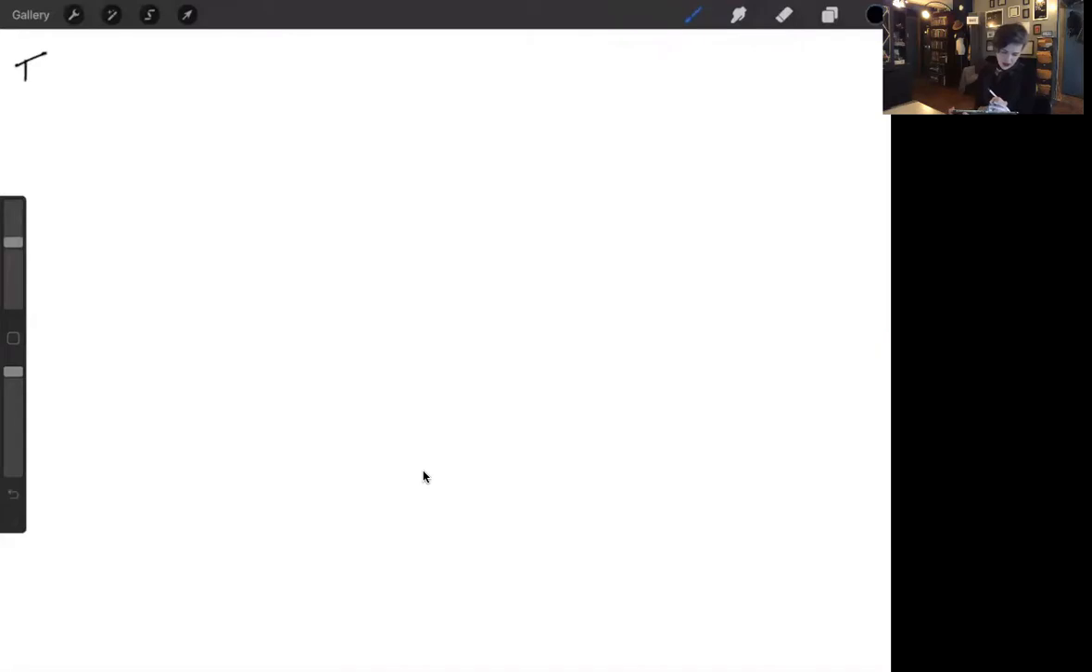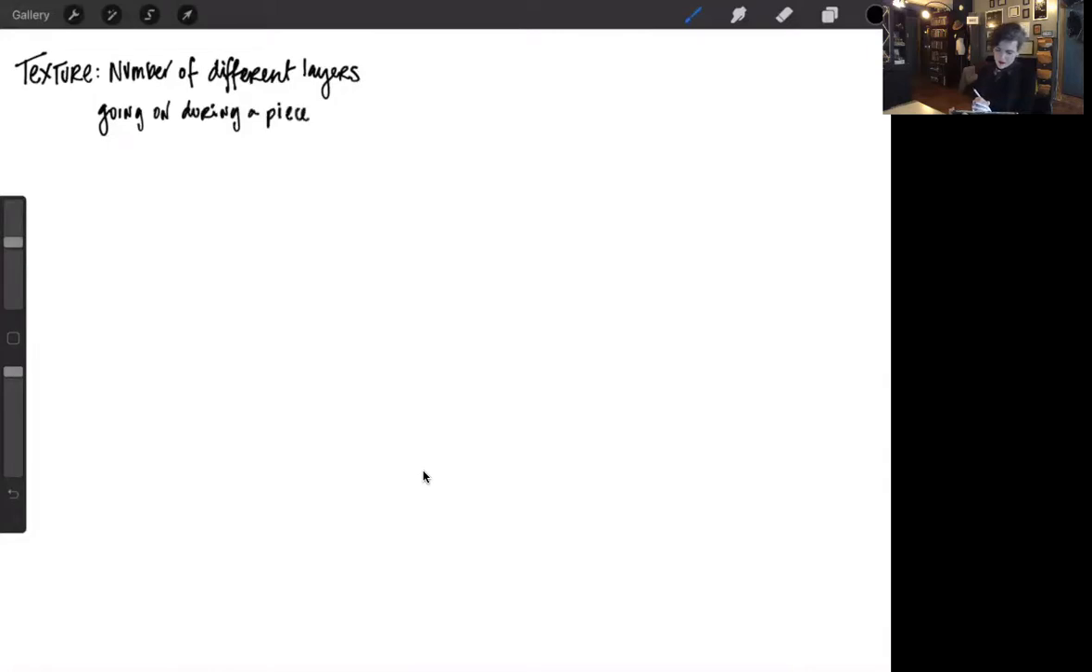So texture. Texture refers to the number of different layers going on during a piece of music. Like I said, this relates to the idea of density. So we can have a piece of music that is not particularly dense, or we can have a piece of music that is incredibly dense. So what do I mean by density?